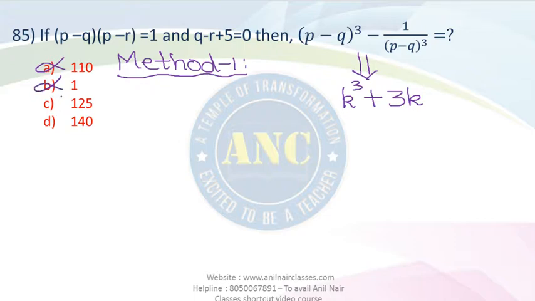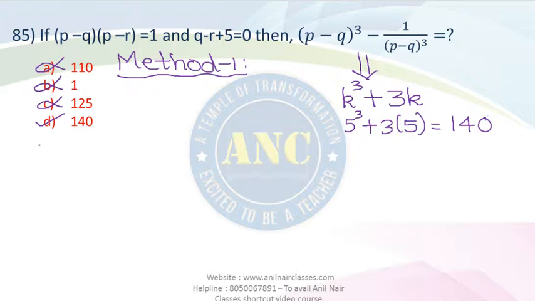125 is exactly of the form k cube. The answer for this question is 140. 140 is nothing but 5 cube, 125, plus 3 into 5. 125 plus 15 is 140. The easiest way of solving this question is by this particular method which I solved right now, and this will be the most beautiful method to be implemented.